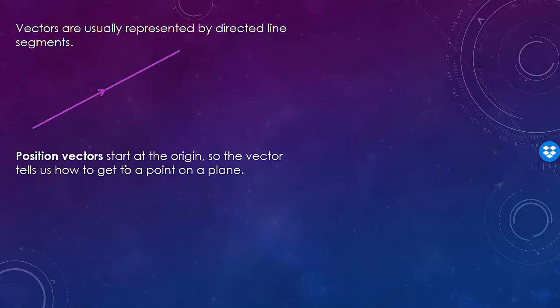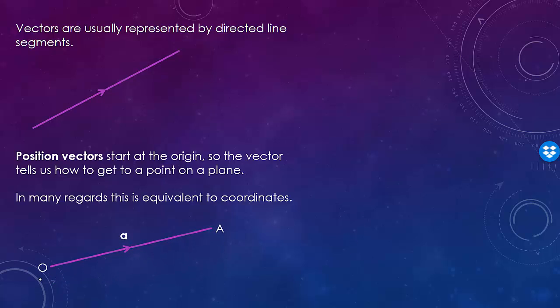Position vectors start at the origin, so the vector tells us how to get to a point on a plane. In many regards, this is equivalent to coordinates. So if you understand coordinates, you should understand position vectors. So the origin is shown here by O. Here's a point A, and this vector is showing us how to get from the origin to the point A.